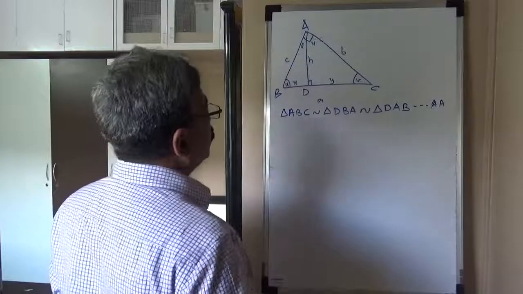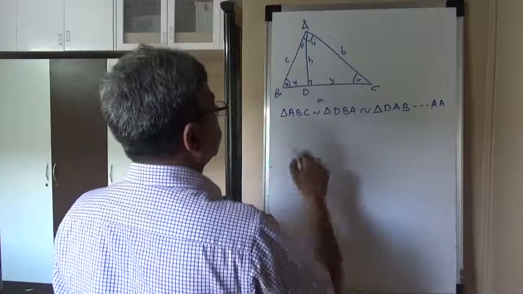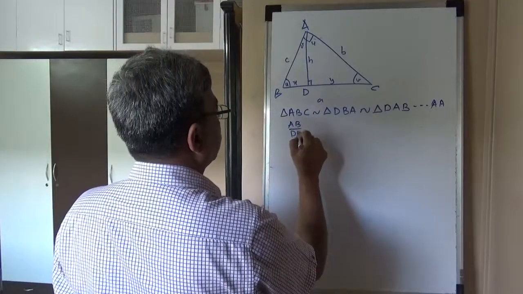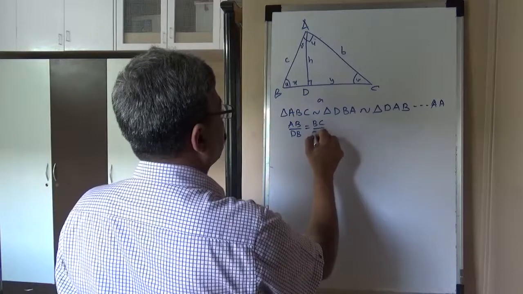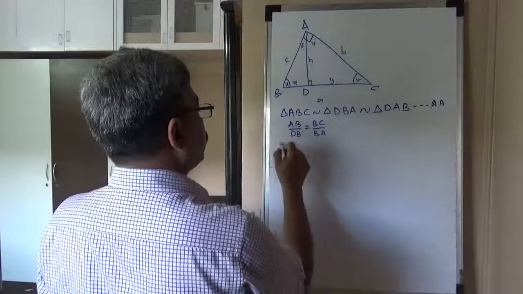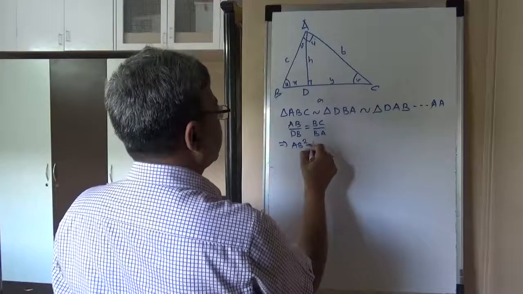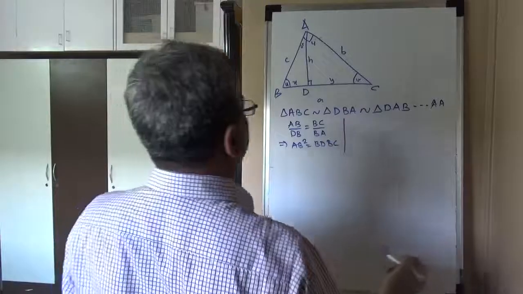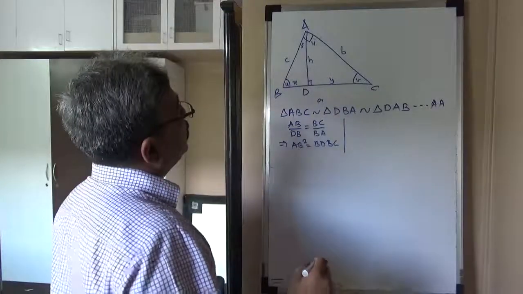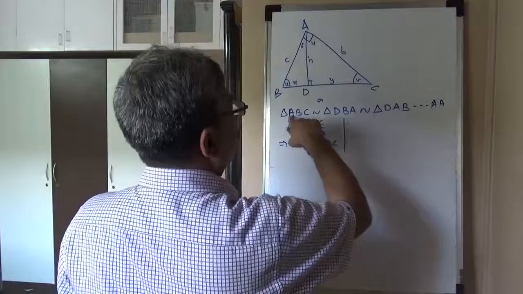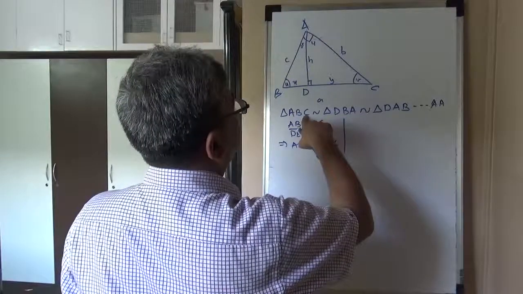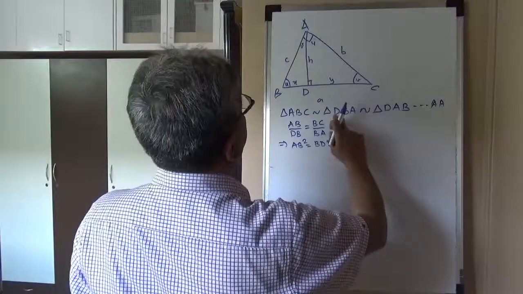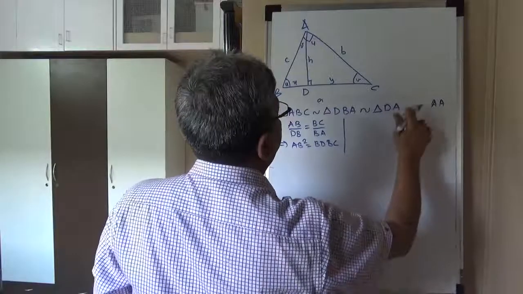Now if we write the ratio, we are supposed to find out AB square. So if we use these two, we get AB upon DB is equal to BC upon BA, which implies AB square is equal to DB into BC. Similarly, now AB square is done, AC square. So if I want AC square, if I want DA, this is wrong, DBA and DAC.